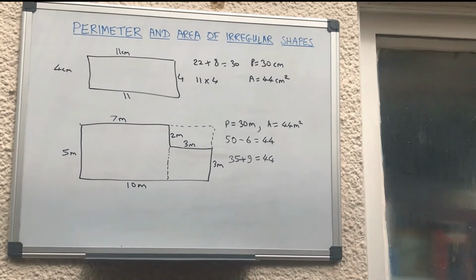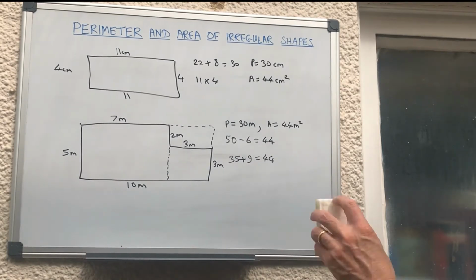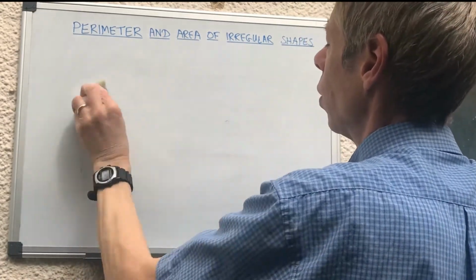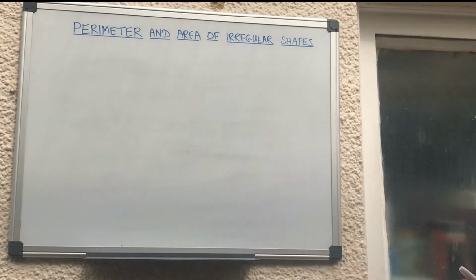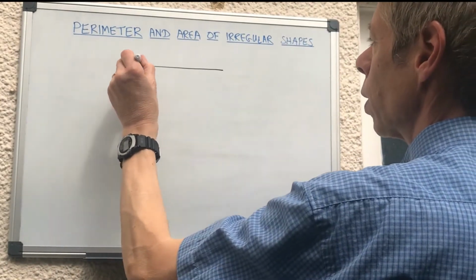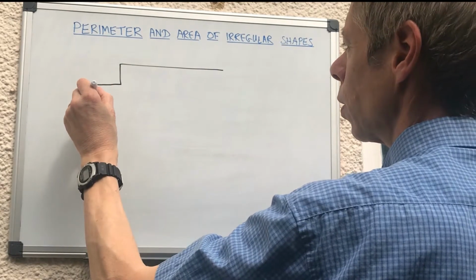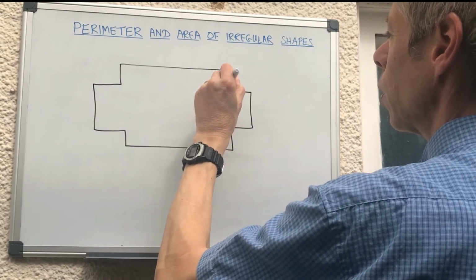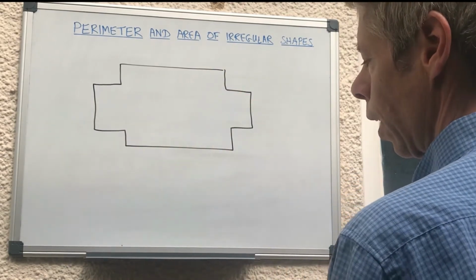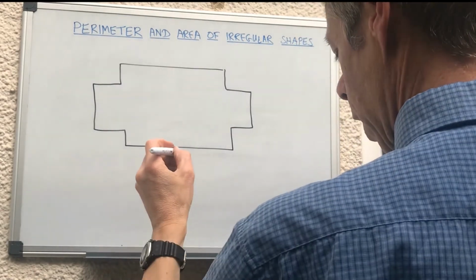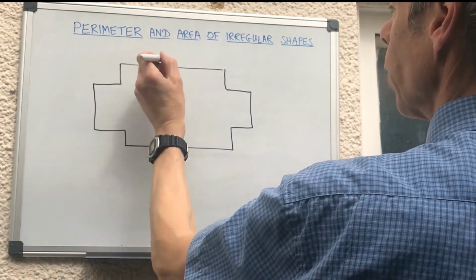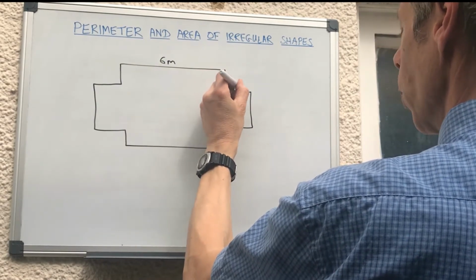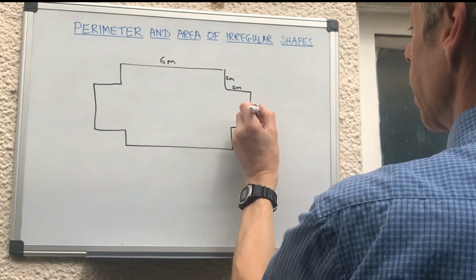Right, let's do one more shape and then we'll go to the quiz. Okay, so imagine you've got a shape, looks something like this. Okay, so the length of this is 6 meters. Then we have 2 meters here, 2 meters here. We have 3 meters here.